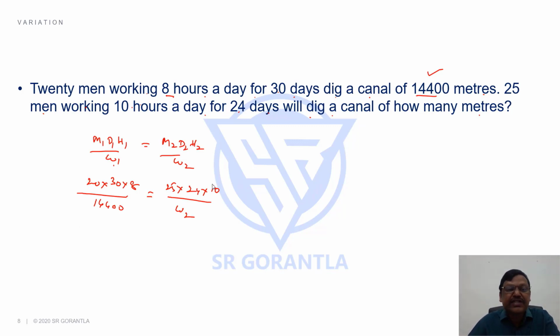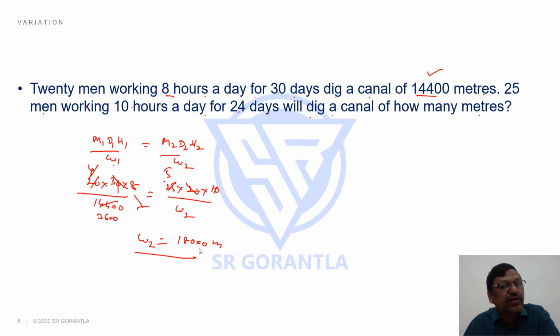Matter of calculation, you can see here 10, 10 gets cancelled. 3 8s are 24, 24 gets cancelled. I can say 5 4s, 5 5s, 4 3600. If I cross multiply, W2 is equal to 5 into 3600, which is 18,000. So 18,000 meters is what they can do. Right? Okay, let's take up one more.